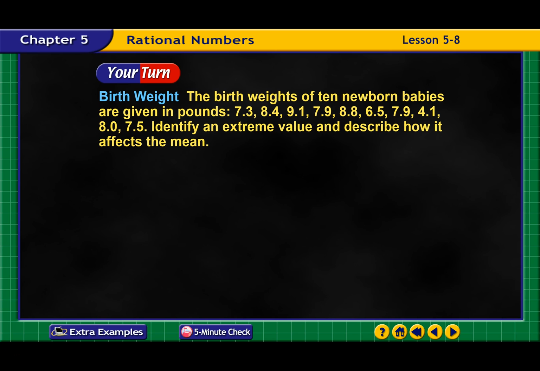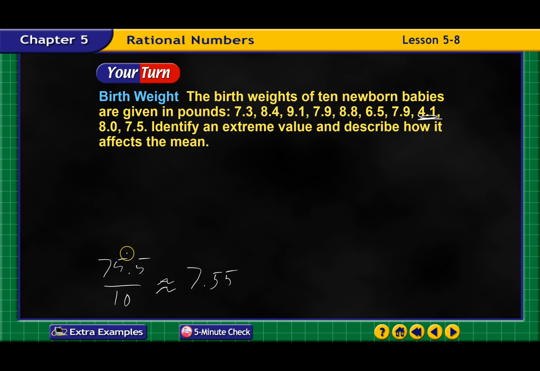All right, so I have 10 values. And when I add them all together, I get 75.5. So that'd give me approximately 7.55 as an average. Now the extreme of this is this 4.1.